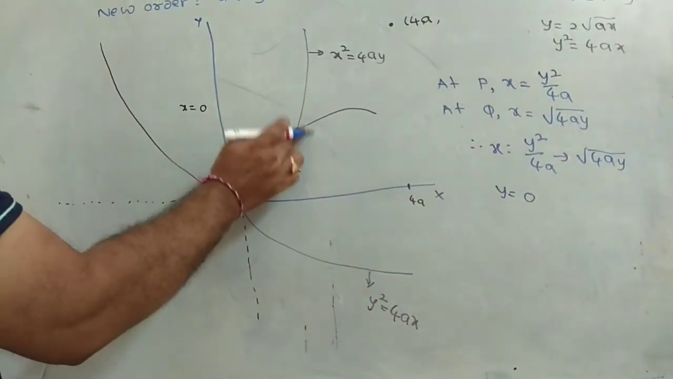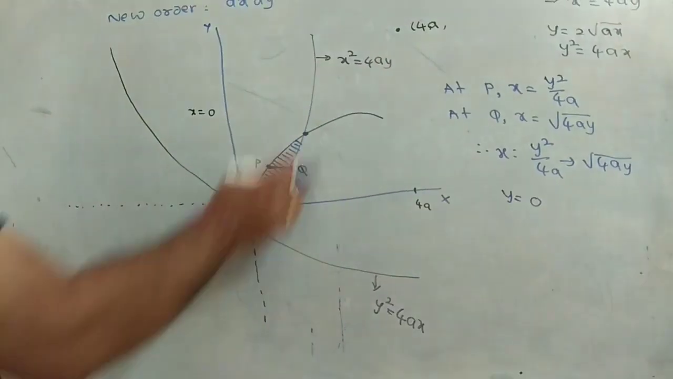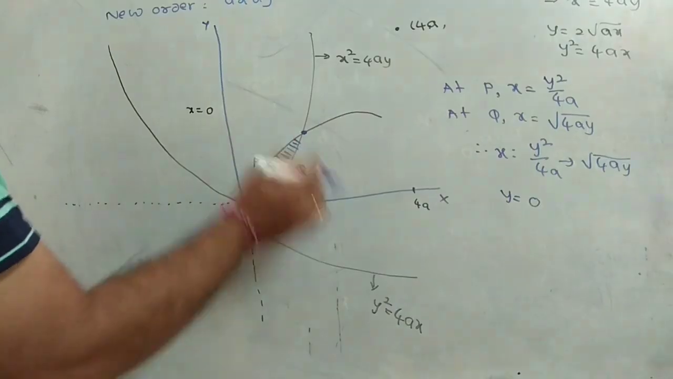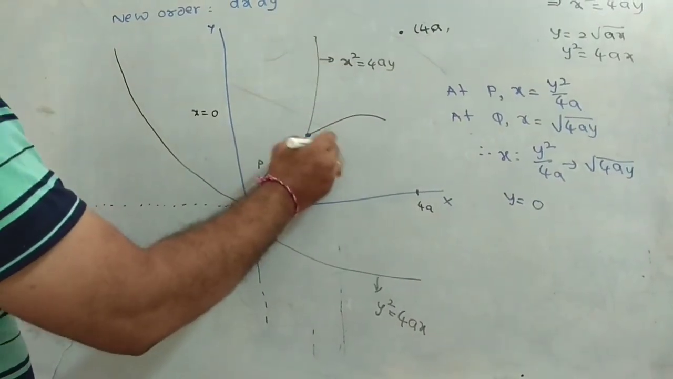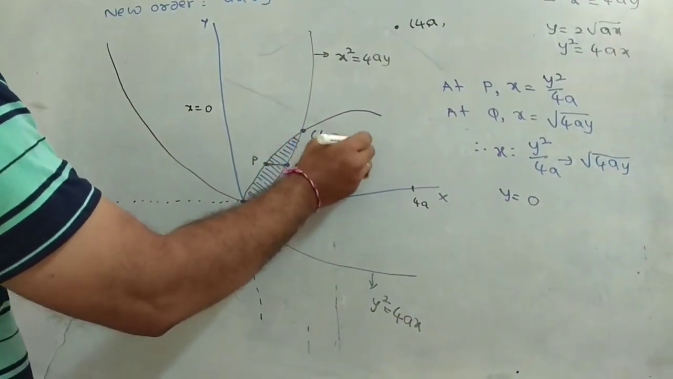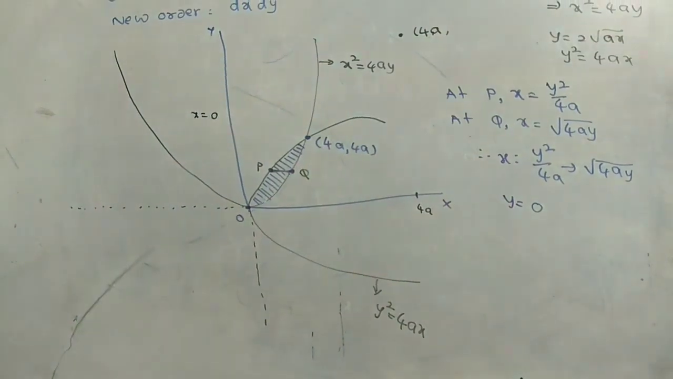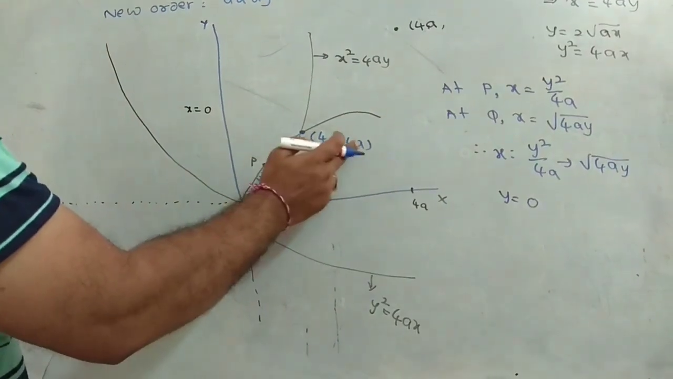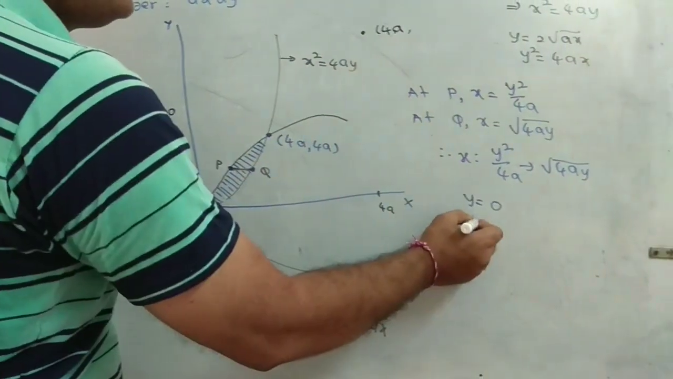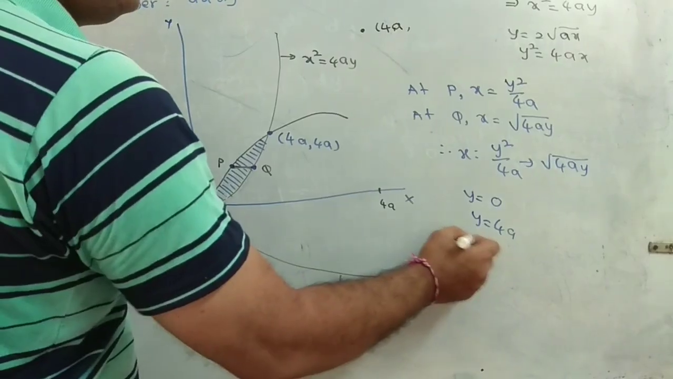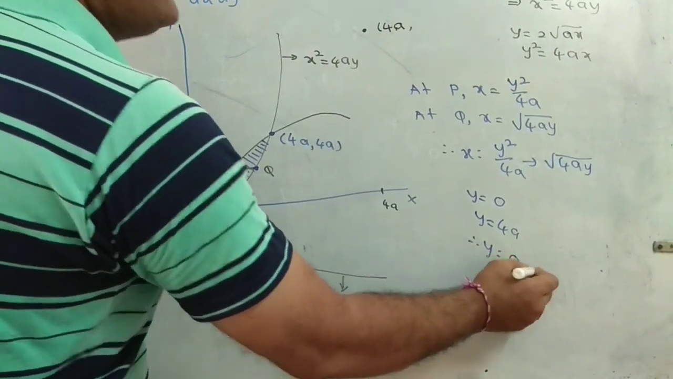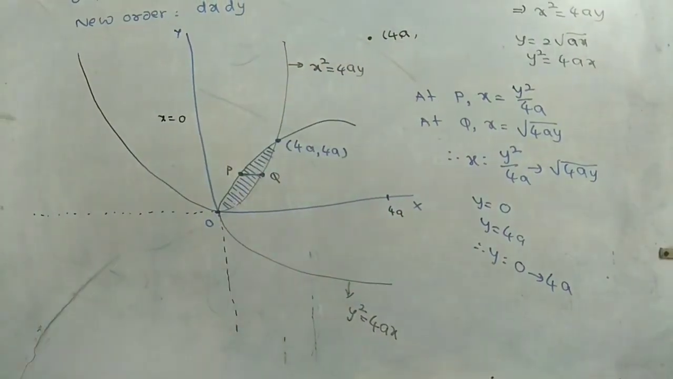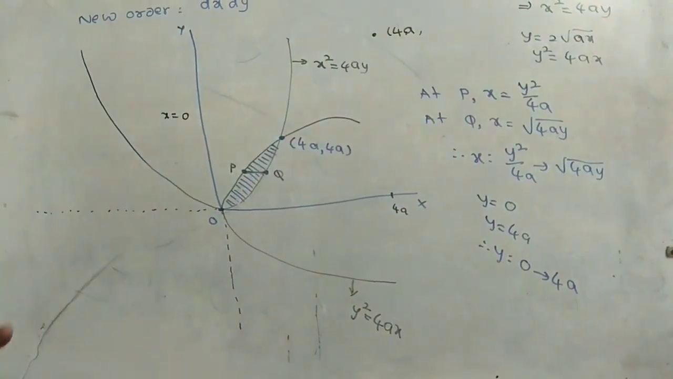That point is nothing but the point of intersection of two equations, x square equal to 4ay and y square equal to 4ax. If you solve these two equations, you will get the point 4a comma 4a. So the x value is 4a and the y value becomes 4a. So I can write y equal to 4a. Therefore, what about the y limits now? 0 to 4a. Once you know the limits of x and y variables, directly you can enter into the problem.